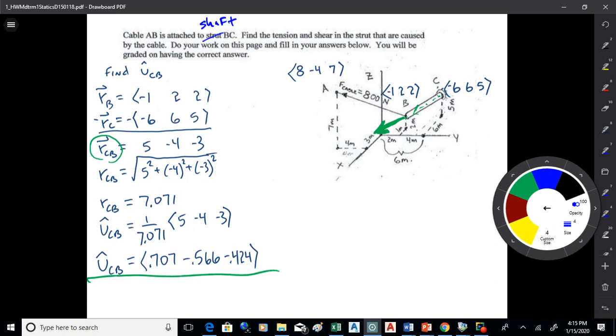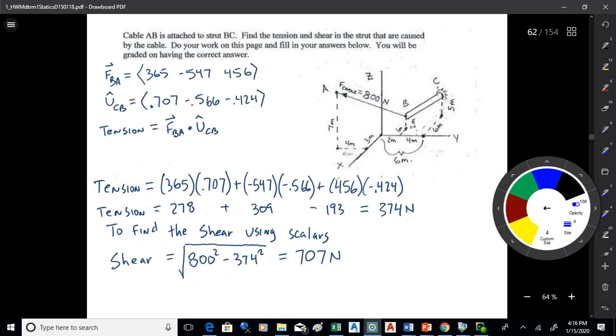All right. So what I've just done is I've got a unit vector from B to A, which I multiplied by 800 newtons to get a force vector, and now I have a unit vector from C to B. Once I have those things, I just take what's called a dot product, and that's how I find the projection of the force onto the line. All right. So I'm going to do a dot product. So I have those two things.